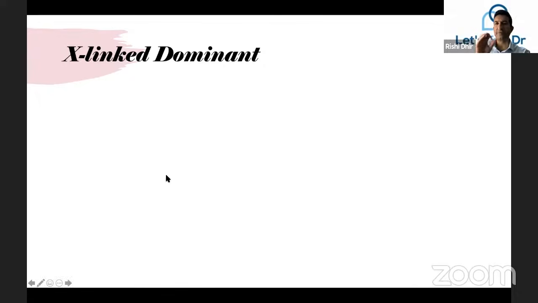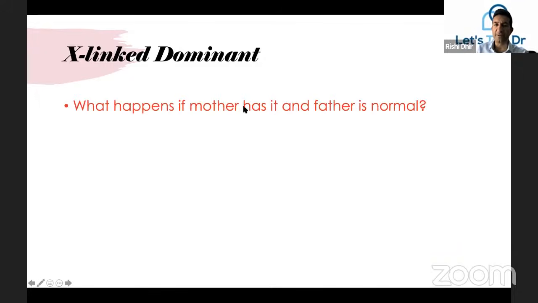The last one to remember is X-linked dominant. And if you've done the MCQ part of the exam, you'll probably remember hypophosphatemic rickets. This is the one that usually comes up in the exam. So the inheritance pattern you get here depends on whether your mum or dad has the gene. So for example, what happens if your mother has it, but your father is normal?